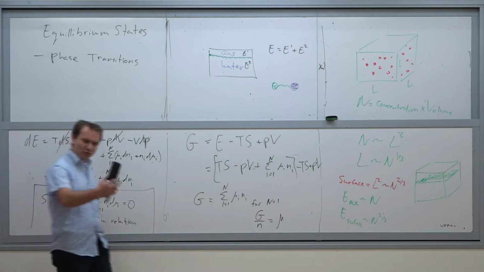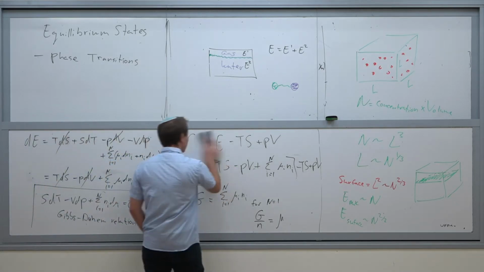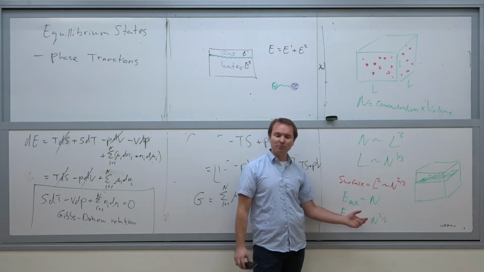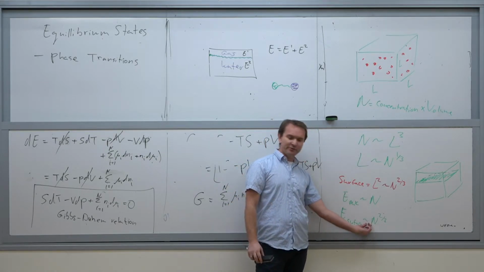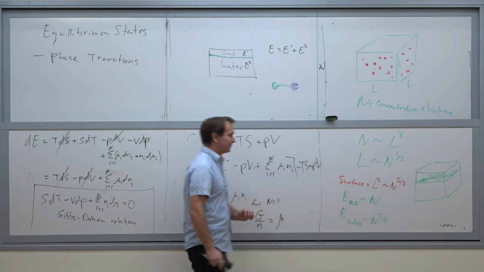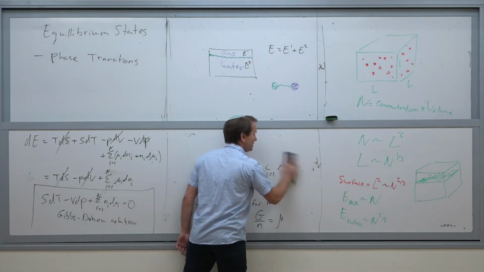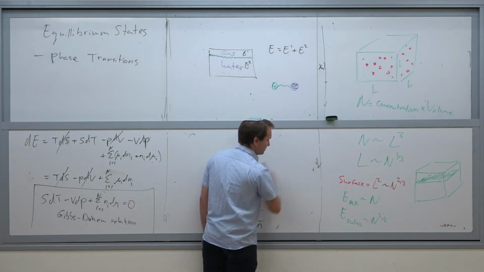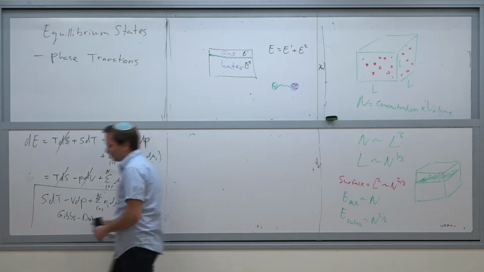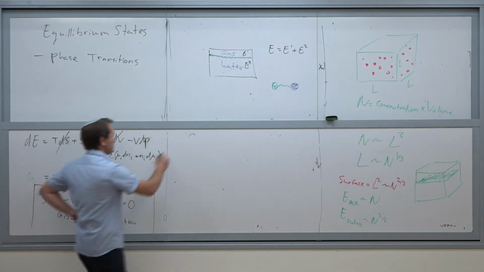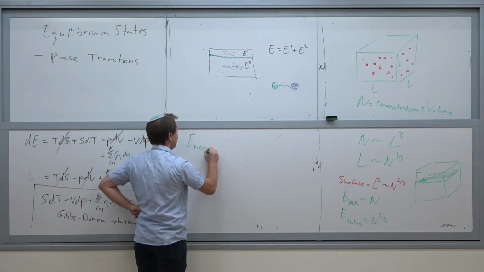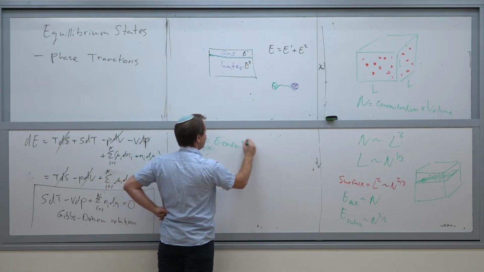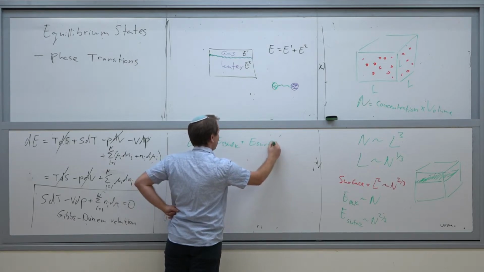Now, let's continue with what you're saying. I have a proportionality constant over here. This is the interactions between different particles. So here I can have a very big constant. You're perfectly right. But I don't really care about this constant, because the total energy is E bulk plus E surface. Okay?